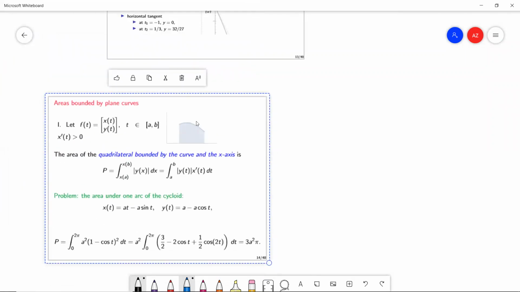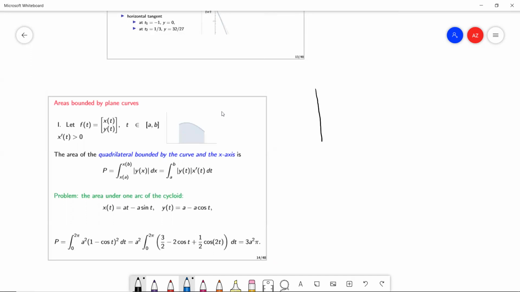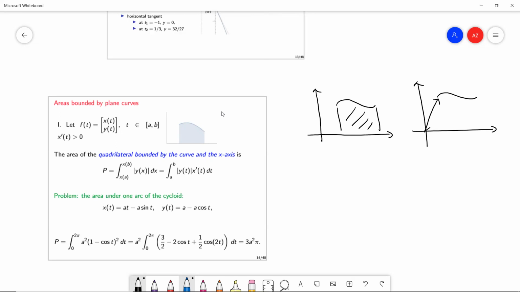So the first is, we have this parametric curve, f of t is x of t, y of t. This is the picture of this curve. There are two areas which we can compute. So let's say that this is our curve. The first possibility is that we are interested in the area below the curve, while the other possibility is that we are interested in the area described by the position vector of our curve. So position vector here and here.